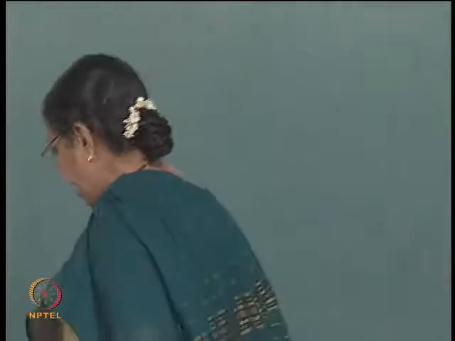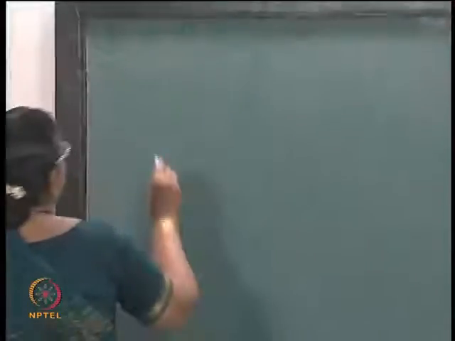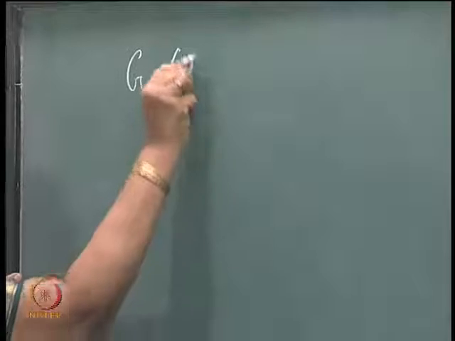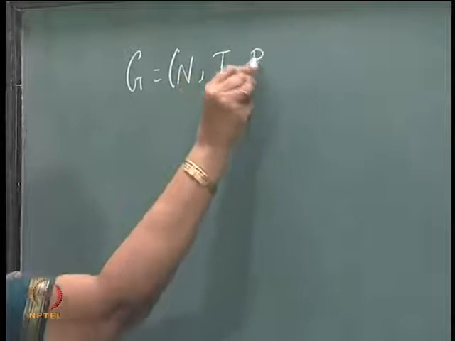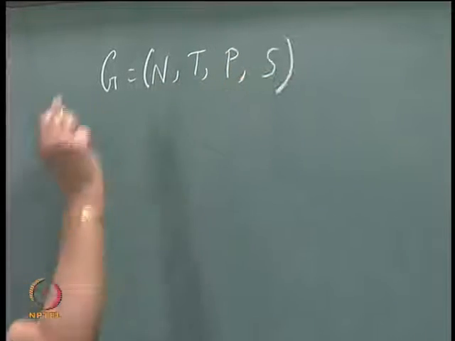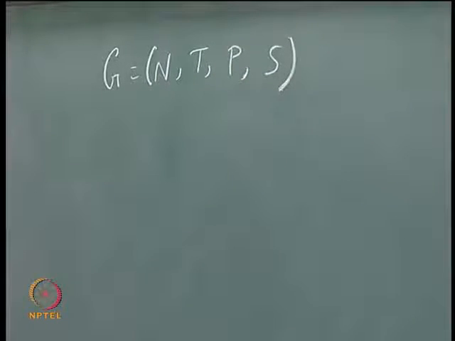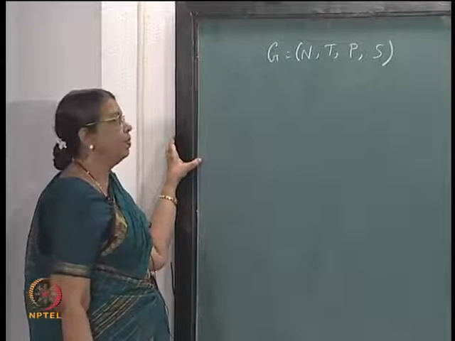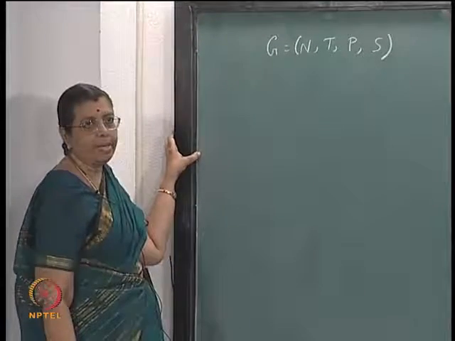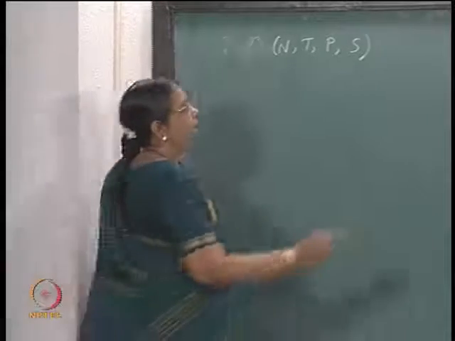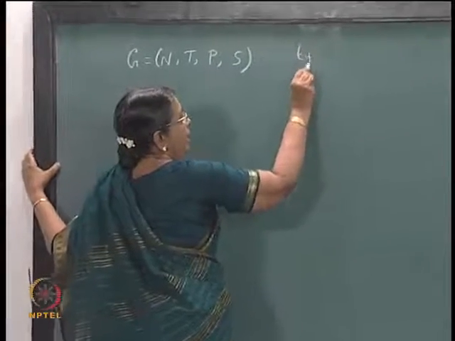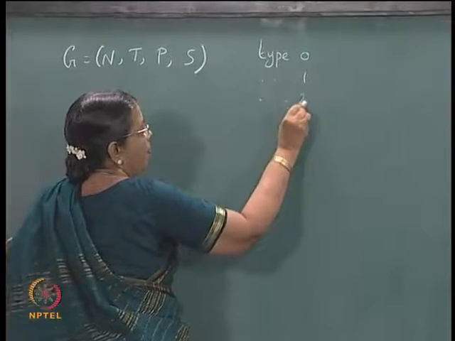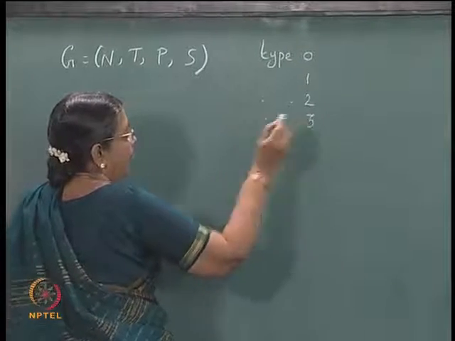We were considering the definition of a grammar. The grammar consists of 4 components. G is equal to (N, T, P, S), where N is the set of non-terminals, T is the set of terminals, P is the set of production rules, and S is the start symbol. We consider 4 types of grammar: type 0, type 1, type 2 and type 3.